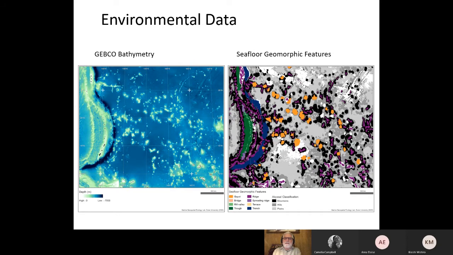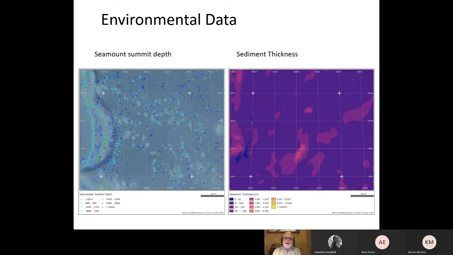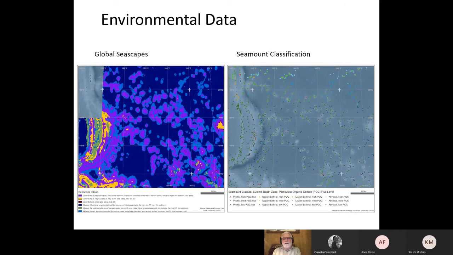So just to provide some examples, we have bathymetric data from the GEBCO dataset, seafloor geomorphic features that describe seafloor features at a Pacific Basin scale, seamount summit depth data, sediment thickness data, global seascape classifications and seamount classification data sets.